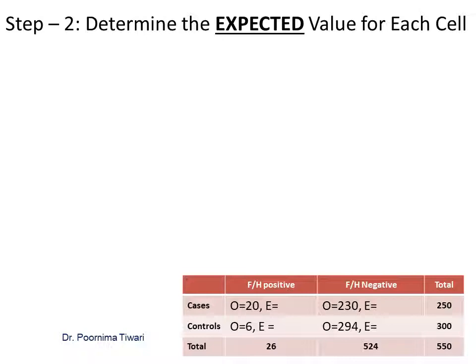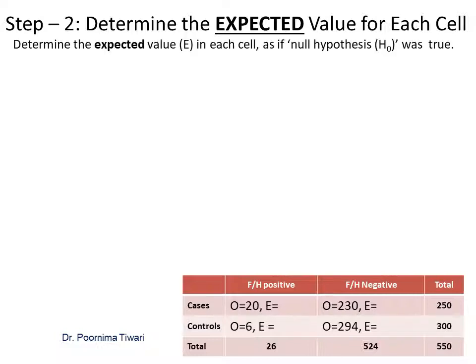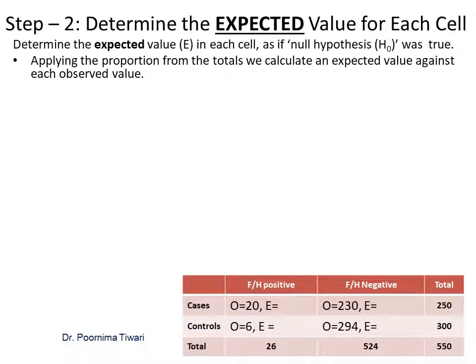In step 2, we determine the expected value for each cell, expected value as if the null hypothesis is true. So applying the proportion from the totals, we calculate the expected value against each observed value.